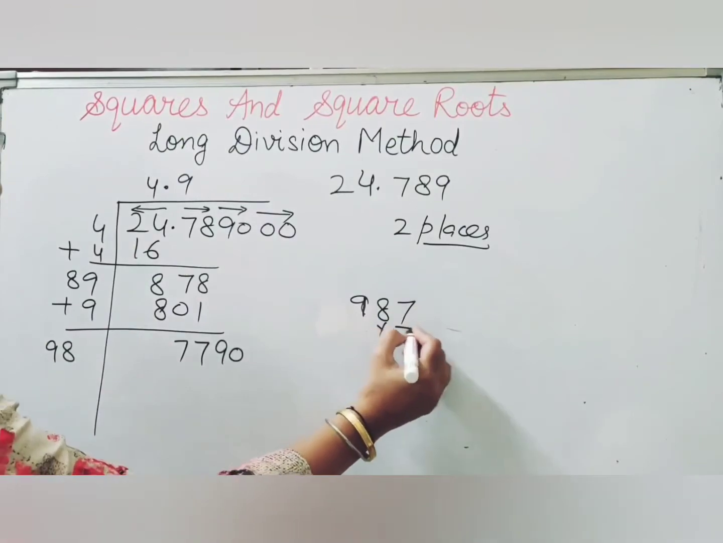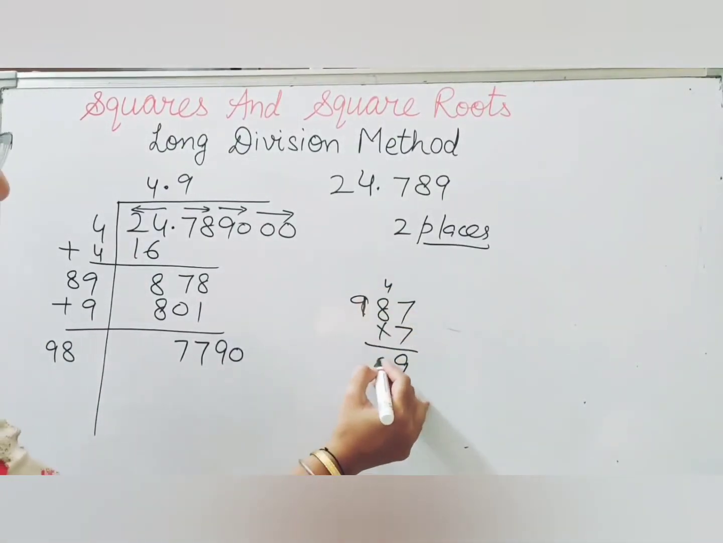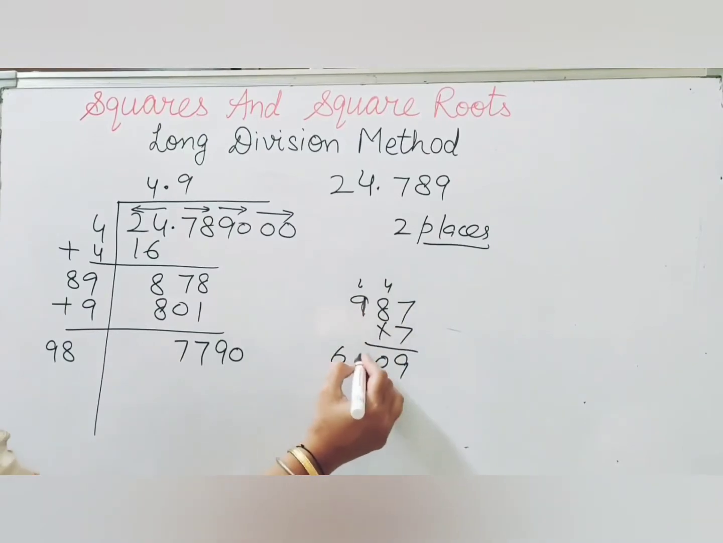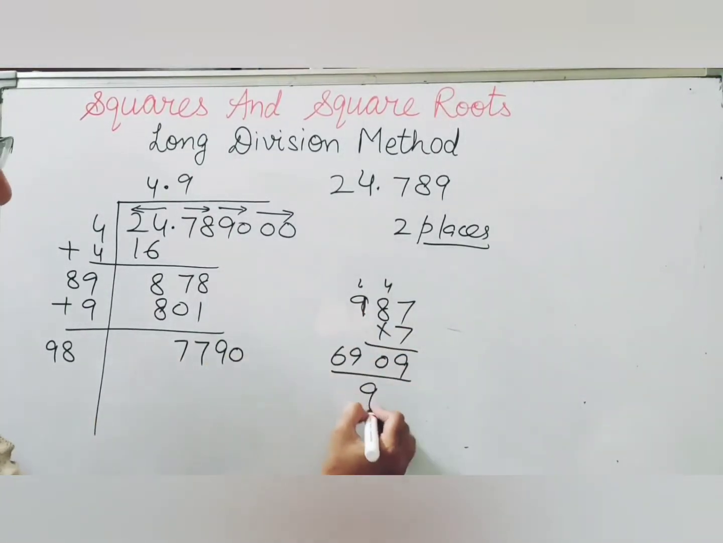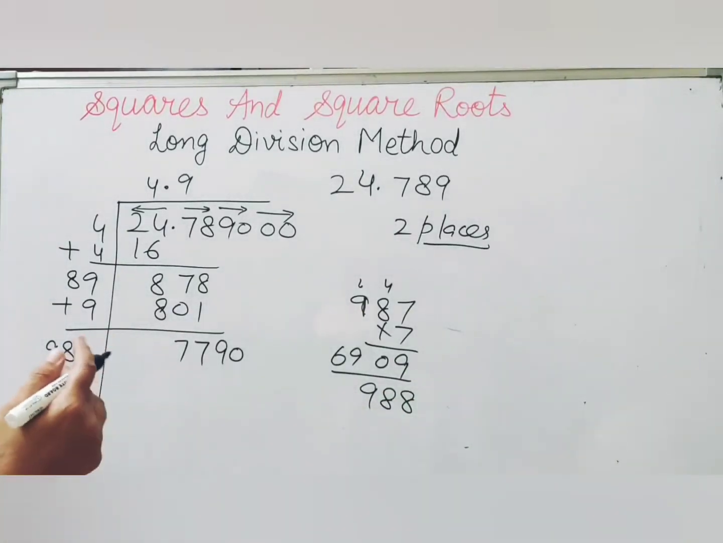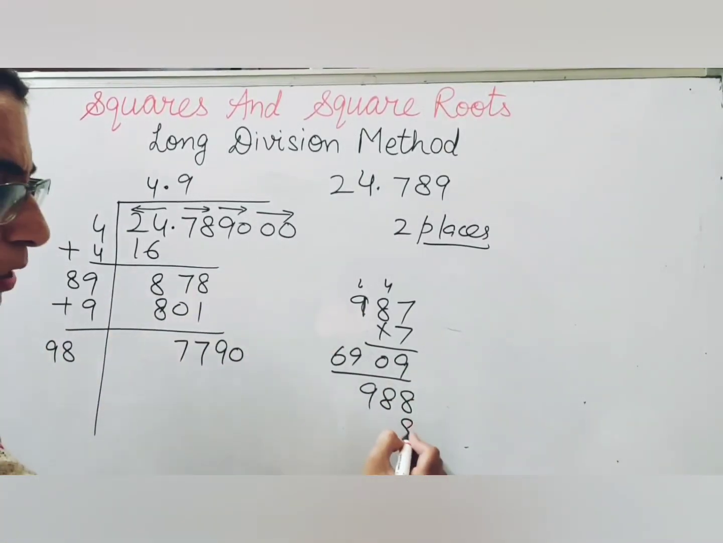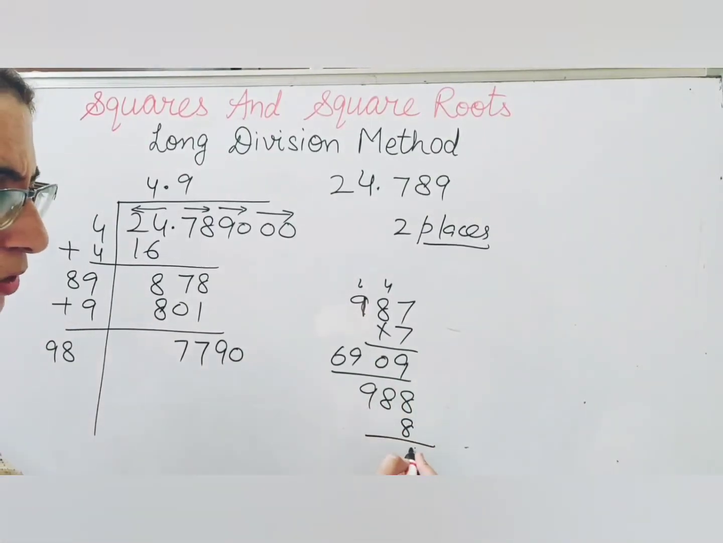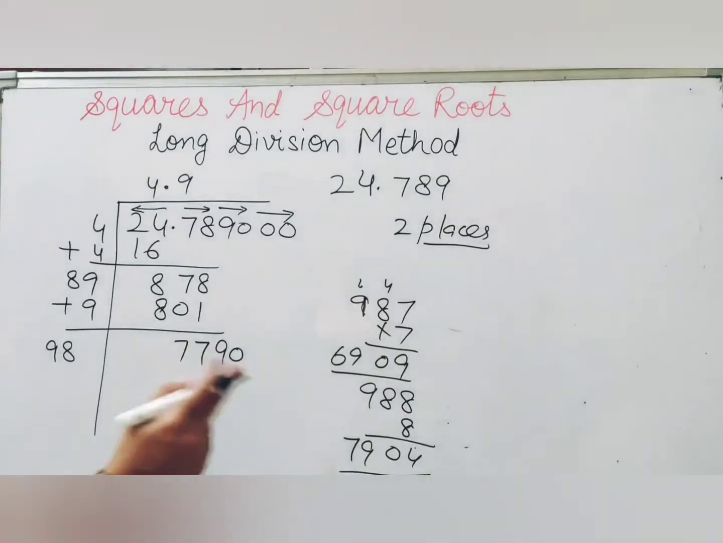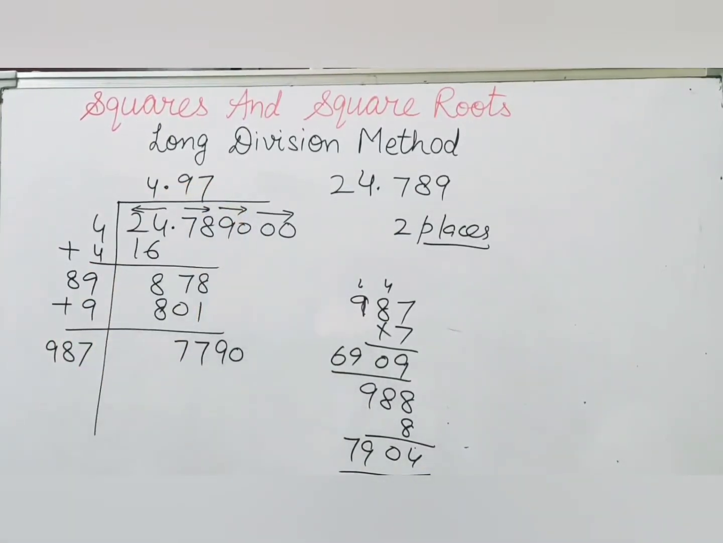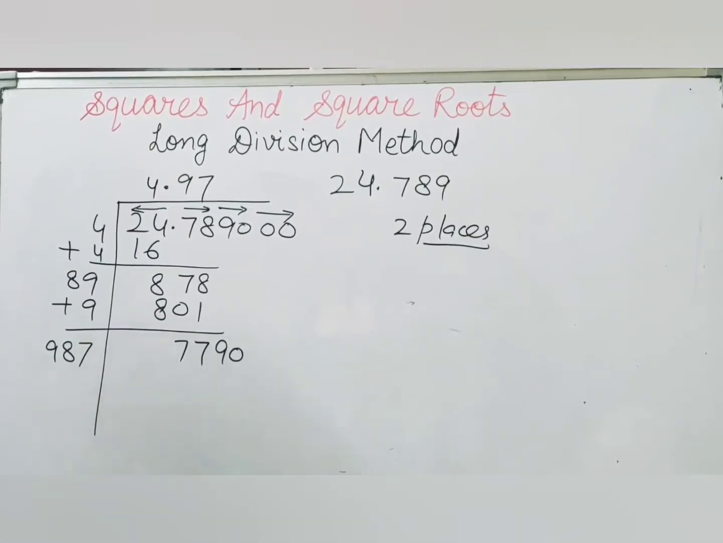So let me check 7, 49, 69, and let me check 8 also. If I put 8 on the right of this 8 also, then 8 eights are 64. 64 plus 6 is 70. Then 7, 79. So this is bigger. So we will take 7 on both sides. So next is subtraction. Subtract the number. That would be this into this, that was 6909. And the next step is subtraction.